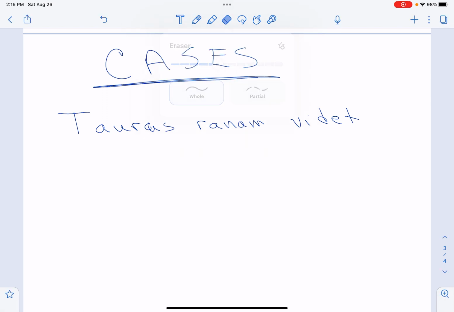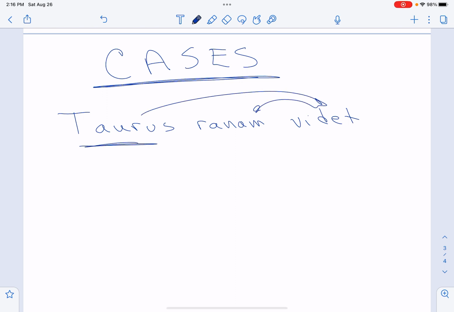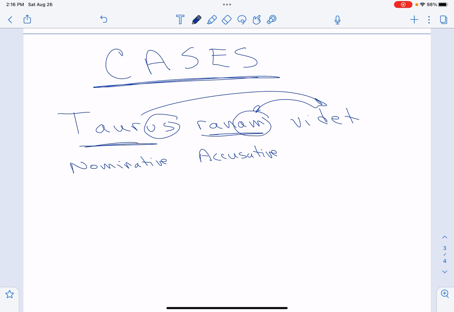and I were to ask you, Taurus here is the subject. The bull sees the frog. So if I were to ask you what case Taurus is, it would be nominative because it's acting as the subject, and this is the US ending that corresponds to that. If I were to ask you what case Ranam is, it would be accusative because that's the direct object, and this AM ending is the accusative ending.